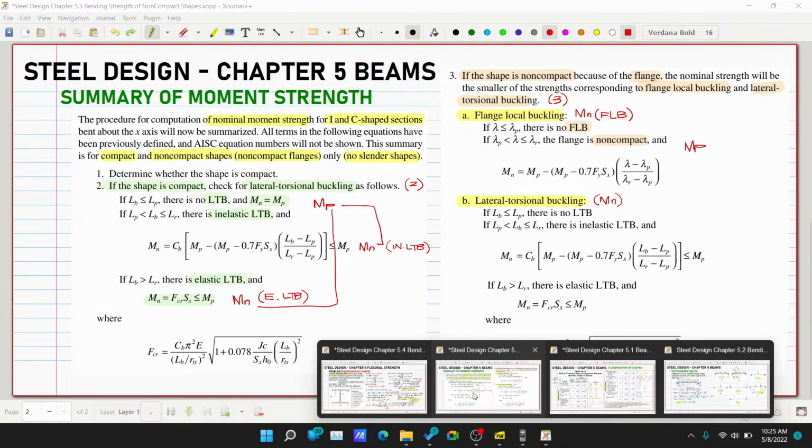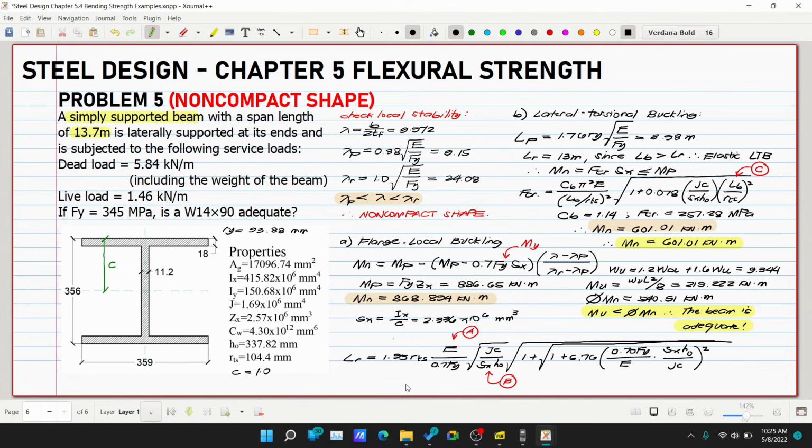Okay? So, ayan. So, tapos na yung ating 5 problems under sa ating flexural strength ng chapter 5 of steel design.